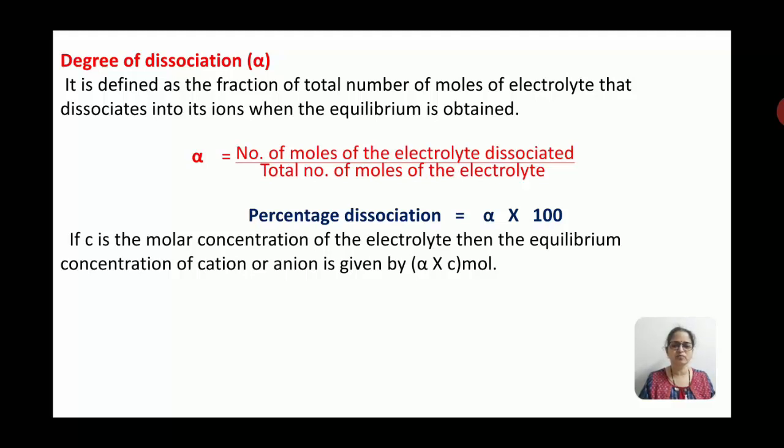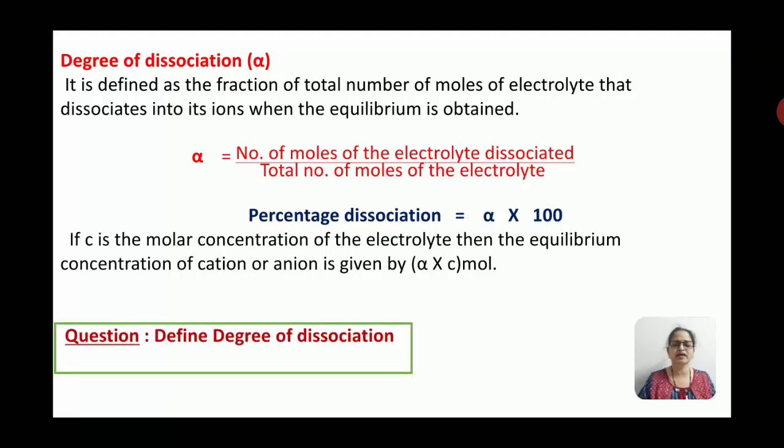Mostly you will get the problems based on this concept where they will ask you to calculate degree of dissociation, or they may ask you to calculate the equilibrium concentration of cation or anion. And a simple question like this also they can ask, that is define degree of dissociation.